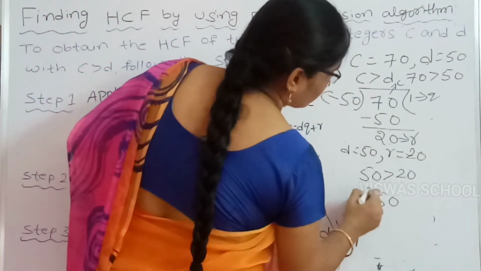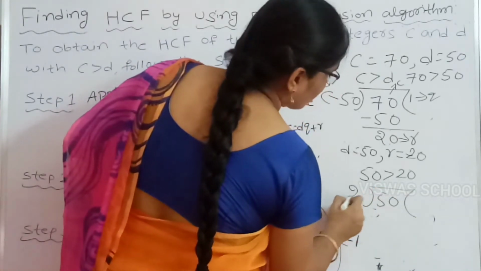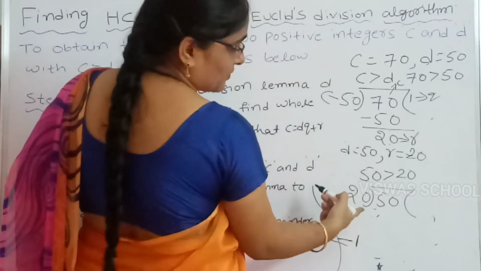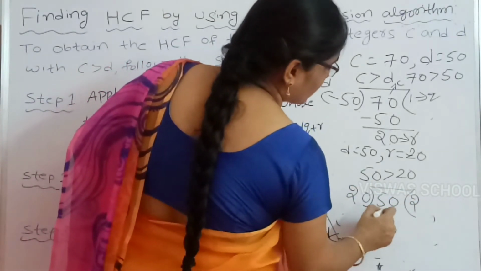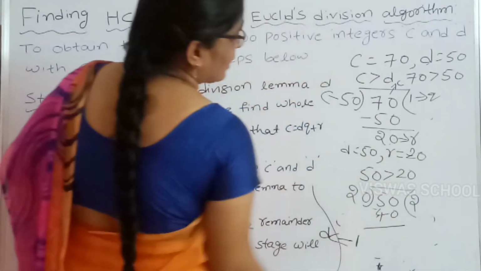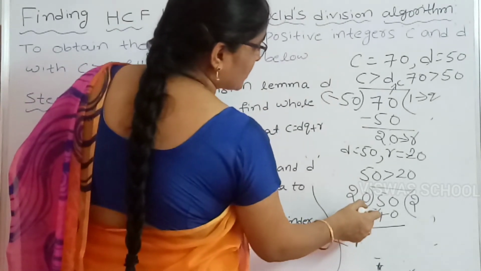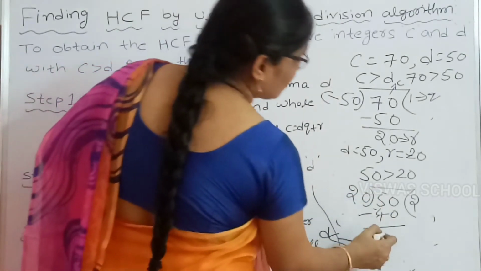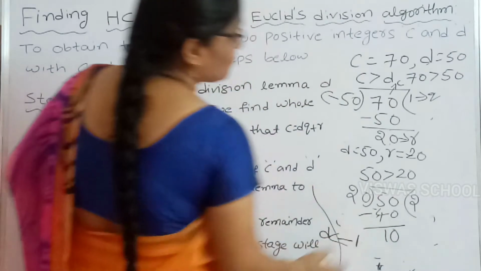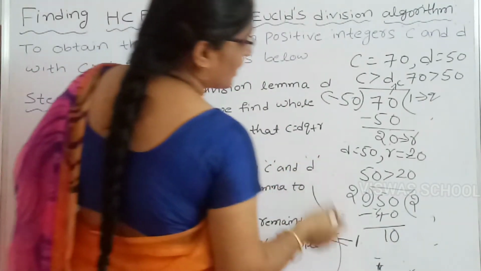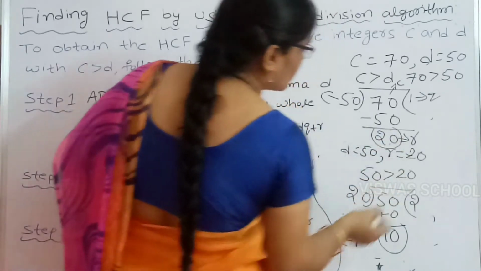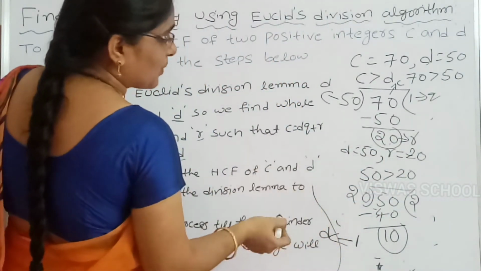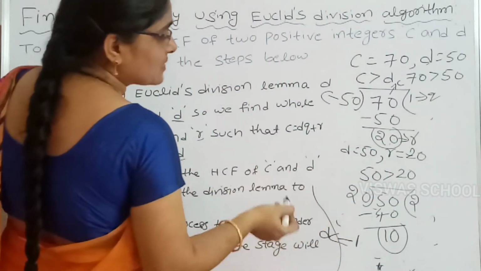Let's see. Here 20 ones are 20 and 20 twos are how much? 40. Okay. Now again the remainder is what here? 50 minus 40, that equals 10. In this stage also we are not getting the remainder 0. Again what do we have to do? We have to continue the process until we get the remainder 0.